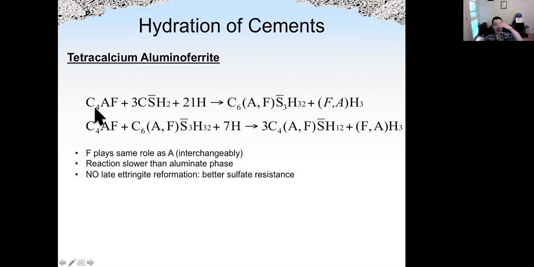For C4AF, it is pretty similar to C3A. Here is the equation for C4AF. The ferrite plays a similar role as aluminum. Actually, these two oxides can interchange with each other. The reaction of C4AF is slower compared to C3A. And there is no expansion caused by late ettringite formation. So that means C4AF will not cause potential problems due to sulfate attack. So it has better sulfate resistance.